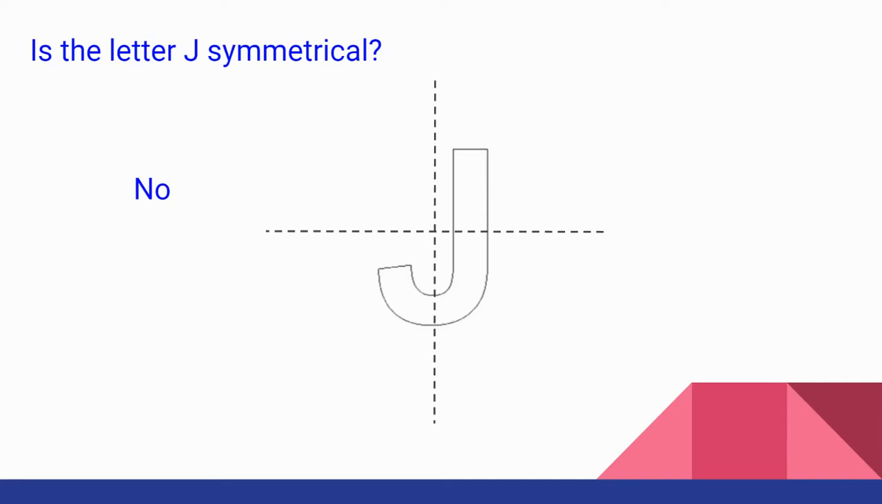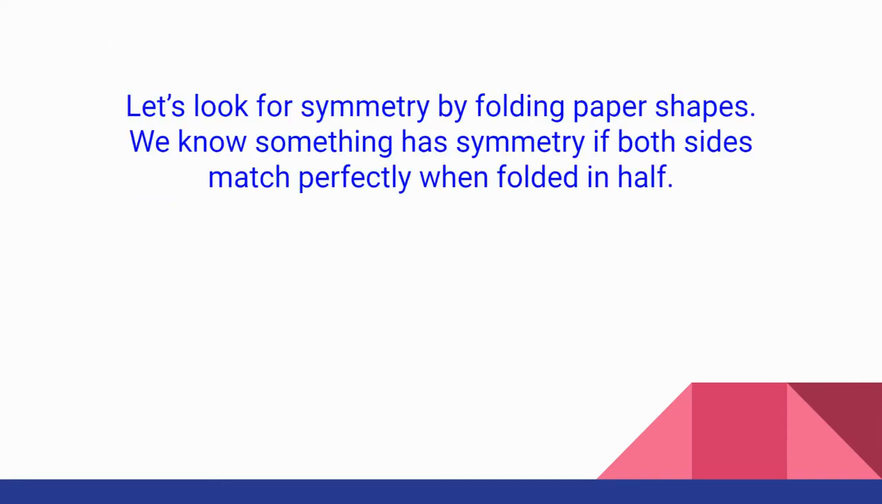So those are just some examples of shapes on the slides. We're going to look for symmetry by folding paper shapes. So I'm going to scoot over to my document camera, and then we'll come back to the slideshow to talk about what we found.